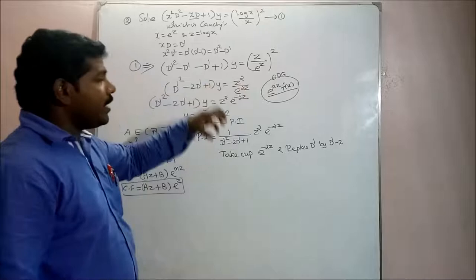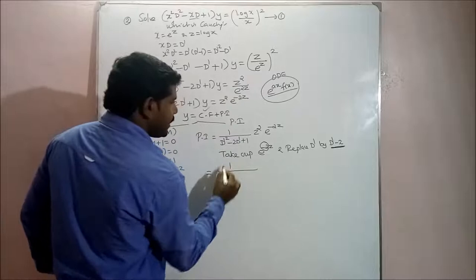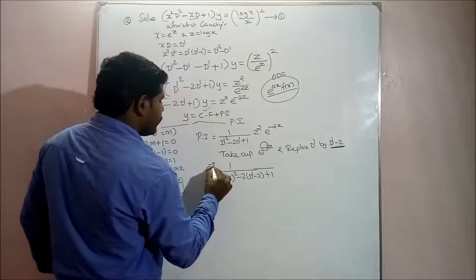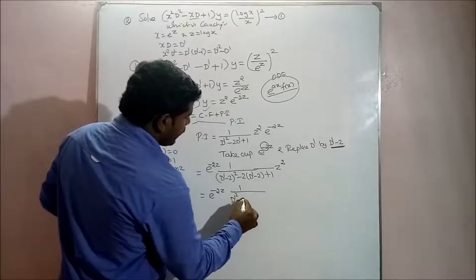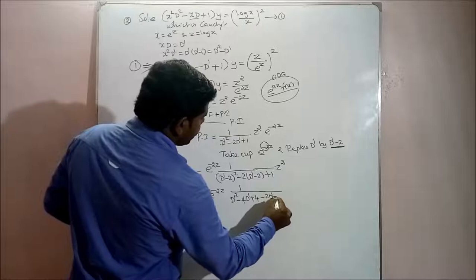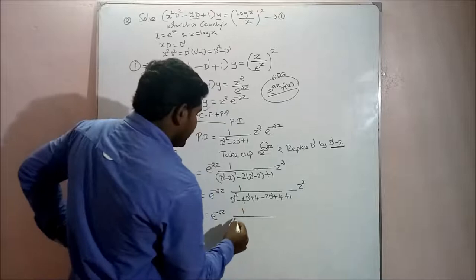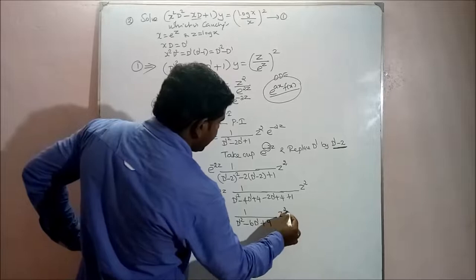We give D dash minus 2 because of the e power minus 2z. That is equal to 1 by (D dash minus 2) the whole square minus 2 into (D dash minus 2) plus 1, into z square, with e power minus 2z in front. Then z square stays as it is. Be careful here: e power minus 2z into 1 by (D dash square minus 4 D dash plus 4, then minus 2 D dash plus 4, plus 1) into z square. That equals e power minus 2z into 1 by (D dash square minus 4 D dash minus 2 D dash, that is minus 6 D dash, plus 9) into z square.